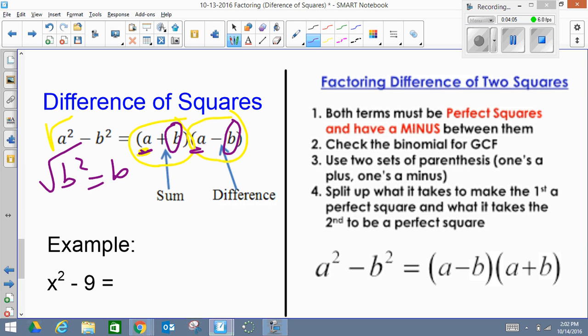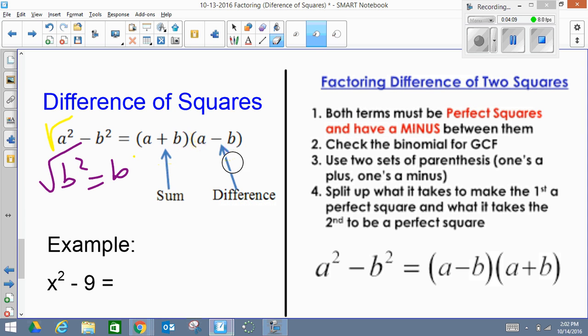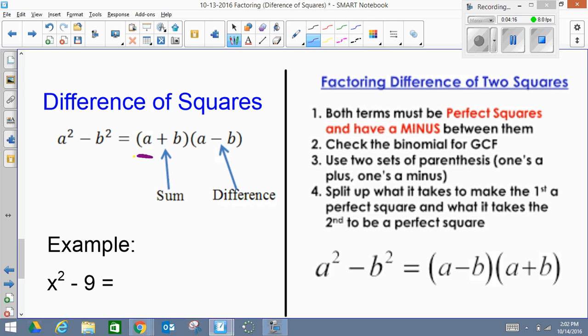Now, if you notice, you're going to have two signs. So let me go back again. You take the square root of a and put it at the beginning, a and a. Then you take plus and minus in the second parenthesis. And then you take the square root of the second term and put it at the end, b and b. So that's how you solve it.